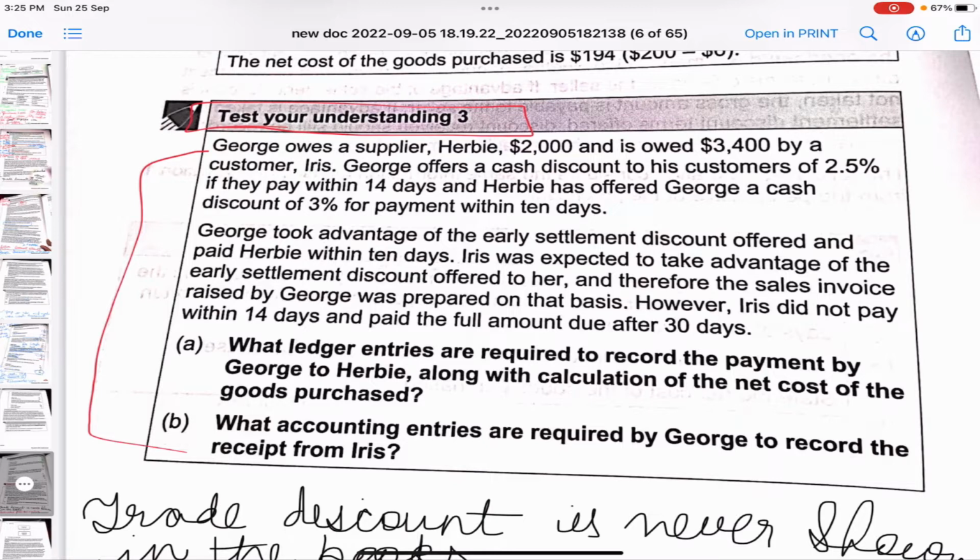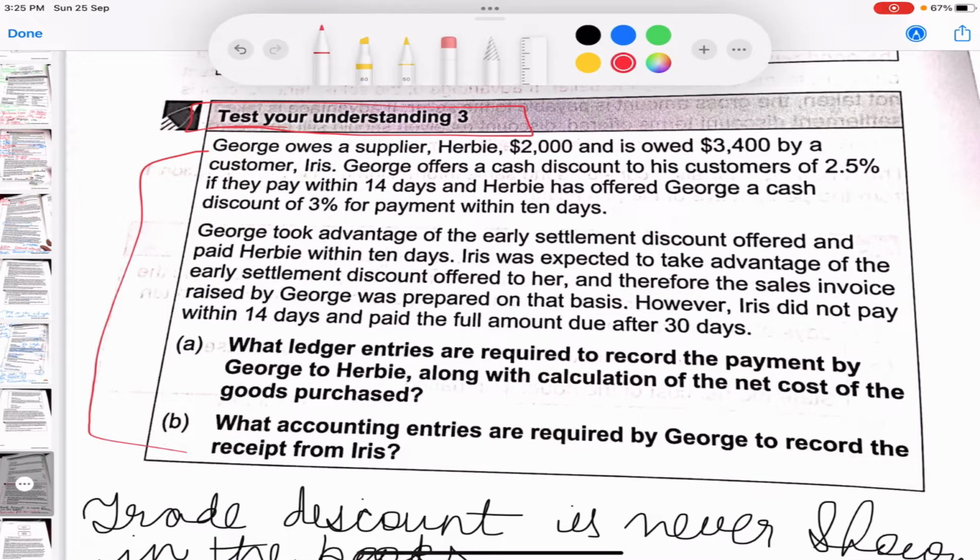The first thing you need to do after seeing a lesson or a question is underlining the key points, and after underlining the key points, you need to write them down in short pointers the way I have written. Now let's first discuss the Herbie part. Okay, so we know what has happened. Who is Herbie? Herbie is the supplier. Herbie has offered George a cash discount for 10 days, 3%. So how much? 3% on 2,000, right? This much is clear.